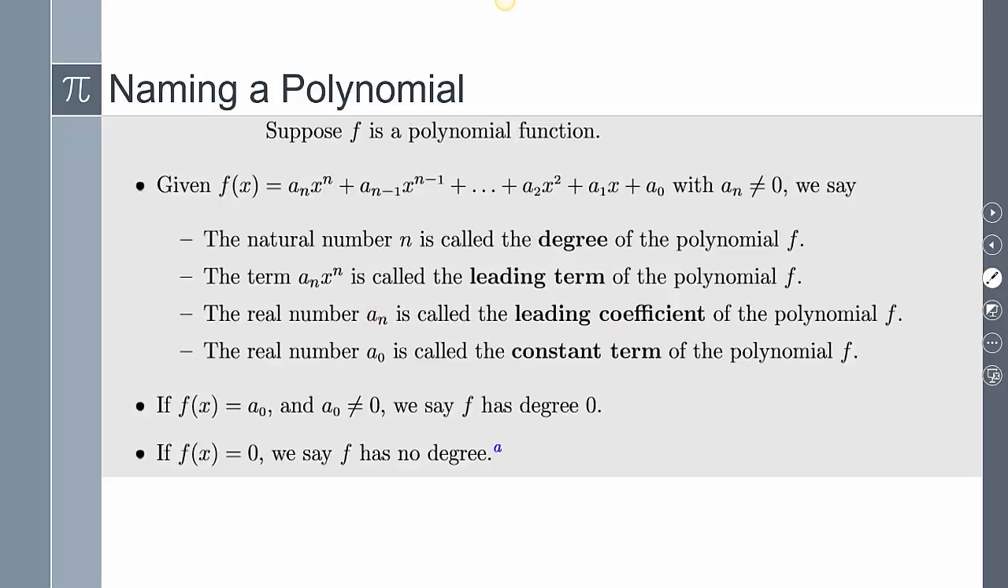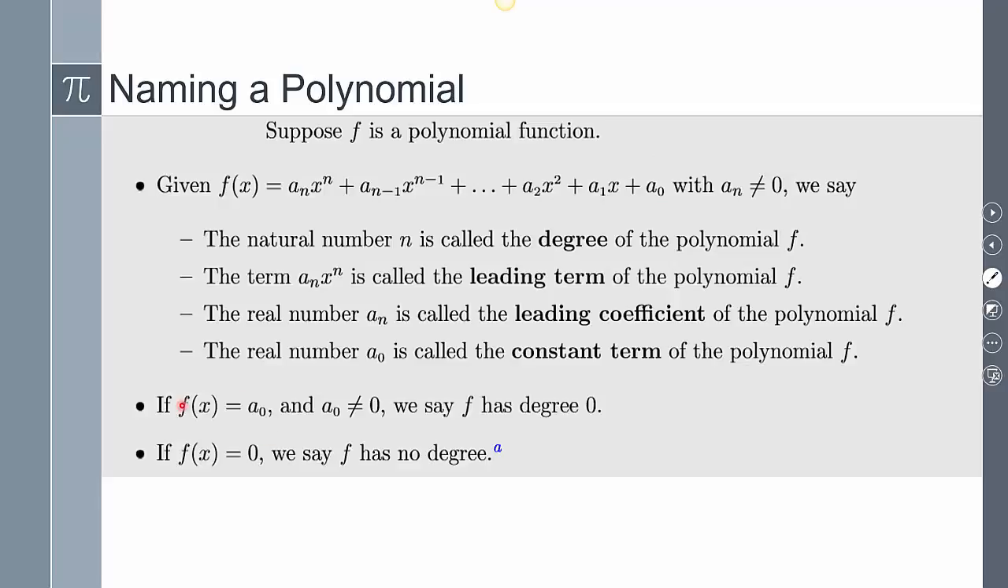Now to help us remember it, leading, right? Lead, when you lead, you're in front. So it's the term that's in front. It's the coefficient that's in front. So that kind of helps us understand what those elements are. And the real number a sub 0, we call that the constant term. So this right here, this is our constant term of the polynomial.